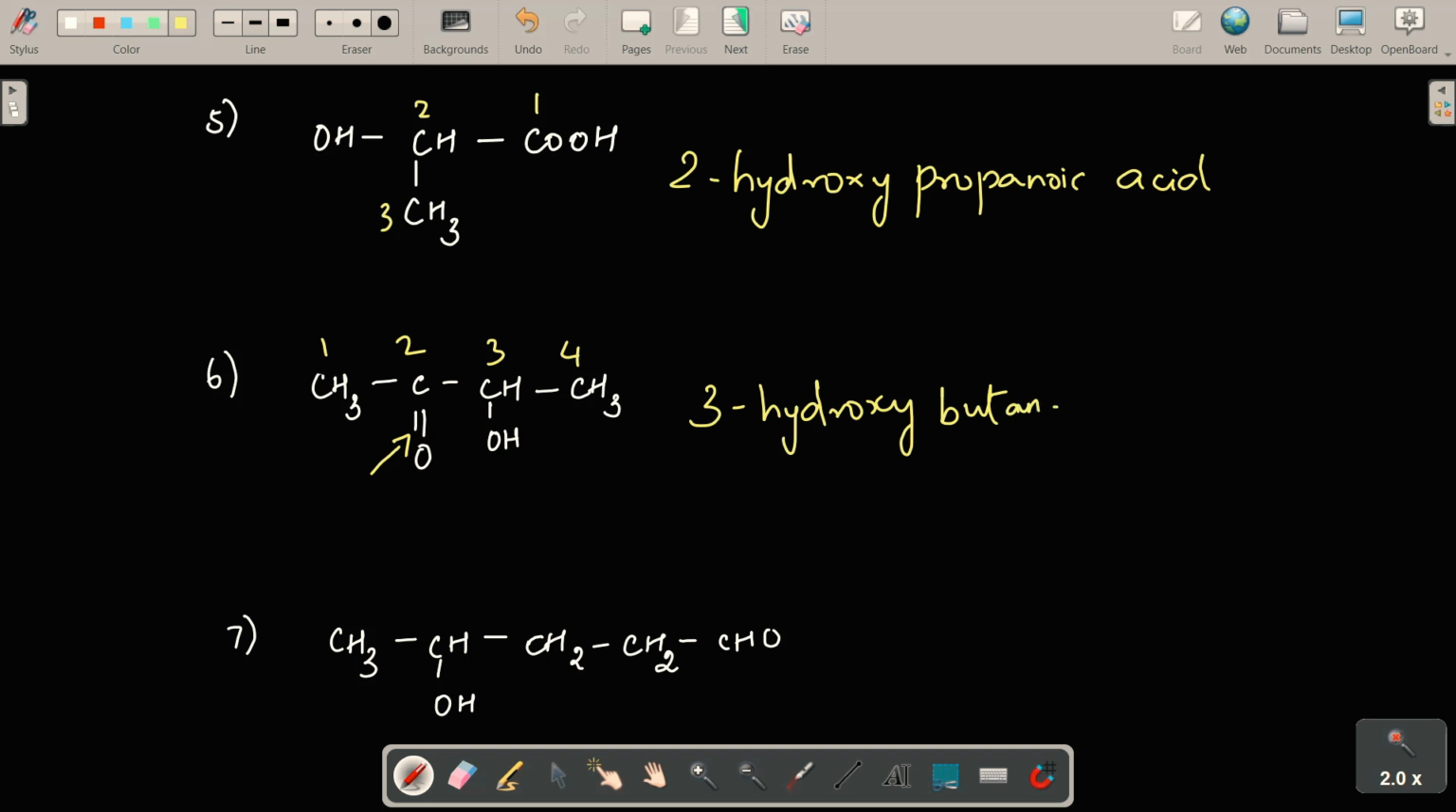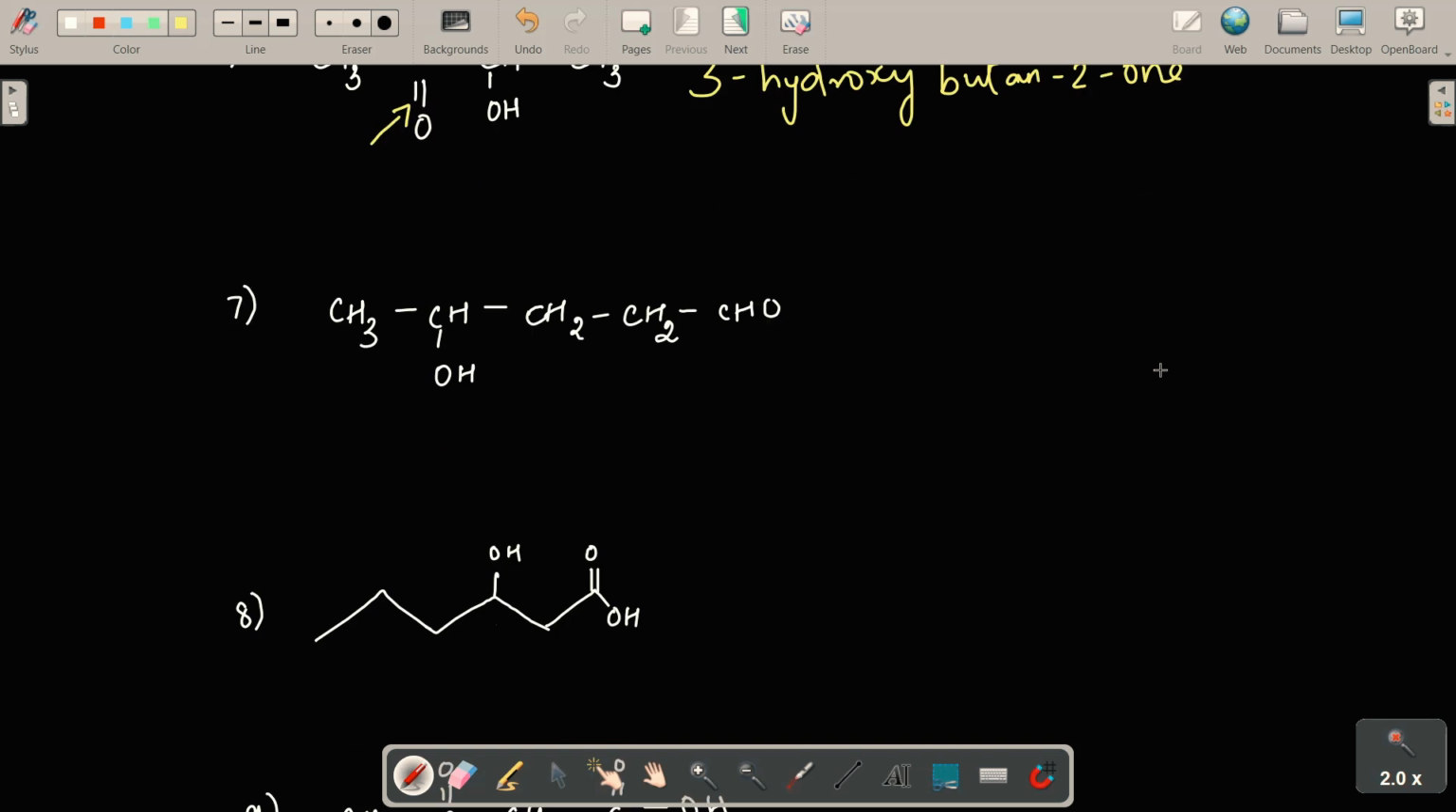Butan, hyphen. In 2 position you have the functional group, so butan hyphen 2 hyphen one. So you have to give the numbering for the functional group also, because ketone comes in the middle, right? C double bond O. So you have to include the numbering, 3-hydroxybutan-2-one. Okay, now we move on to the next compound.